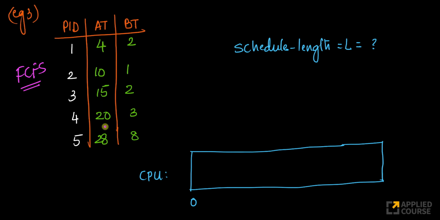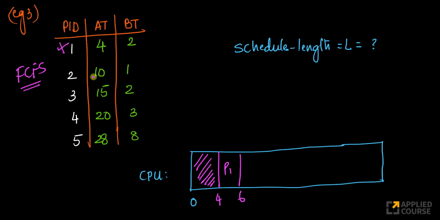4, 10, 15, 20, 28, which means up to 4, I don't have any process. Look at this, up to 4, I don't have any process that is there. I'm simply sitting idle. Okay, at 4, I got process 1. Process 1 took 2 seconds to complete, which means process 1 will complete at 6 seconds. At 6 seconds, are there any other processes here? So this is completed at 6 seconds.